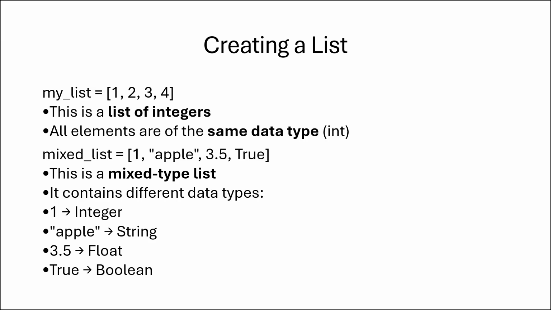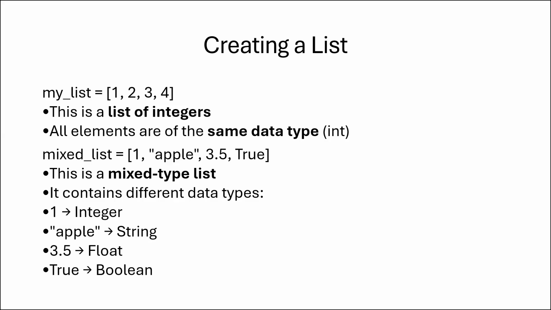My next topic is how to create a list. As per syntax, we have to assign a variable name for a list. Here in my example, my list is the variable name followed by the assignment operator. Then within the square brackets, I am creating my list. Here in my list, I have created 1, 2, 3, 4. These are elements of integer data type.